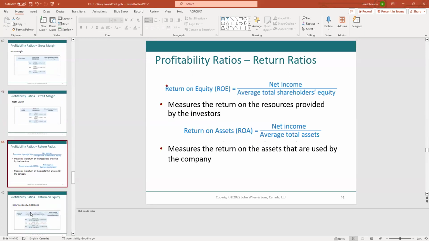Profitability ratio. Let's go with the return on equity. Return on equity is net income divided by the average total shareholders' equity. How are we going to get the average total shareholders' equity? Beginning balance plus ending balance divided by 2. Return on assets, again, we're going to use net income divided by average total assets. How are we going to get the average total assets? Beginning balance plus ending balance divided by 2.